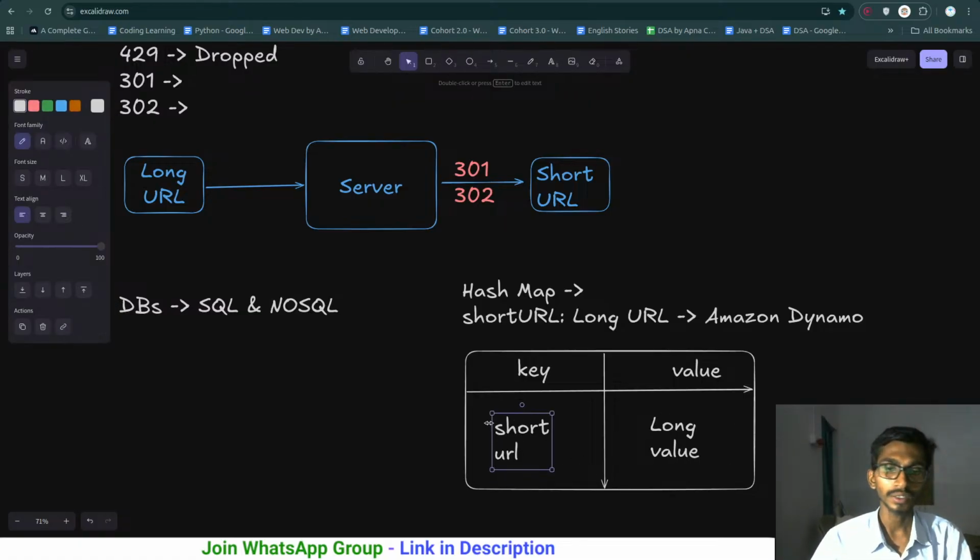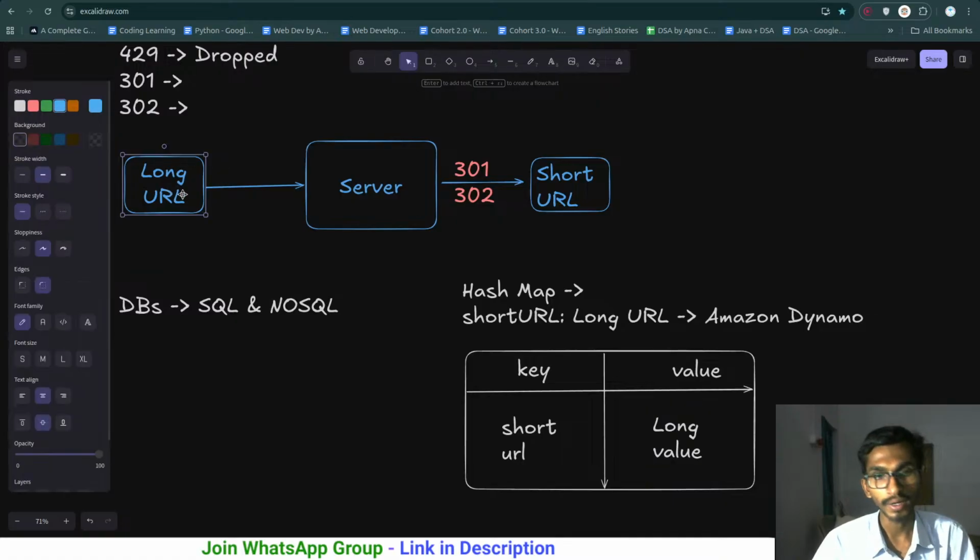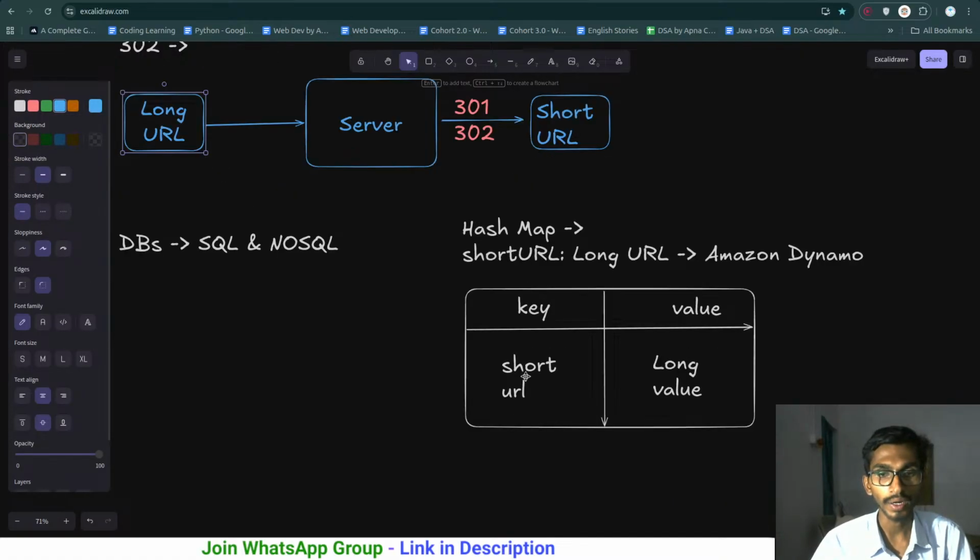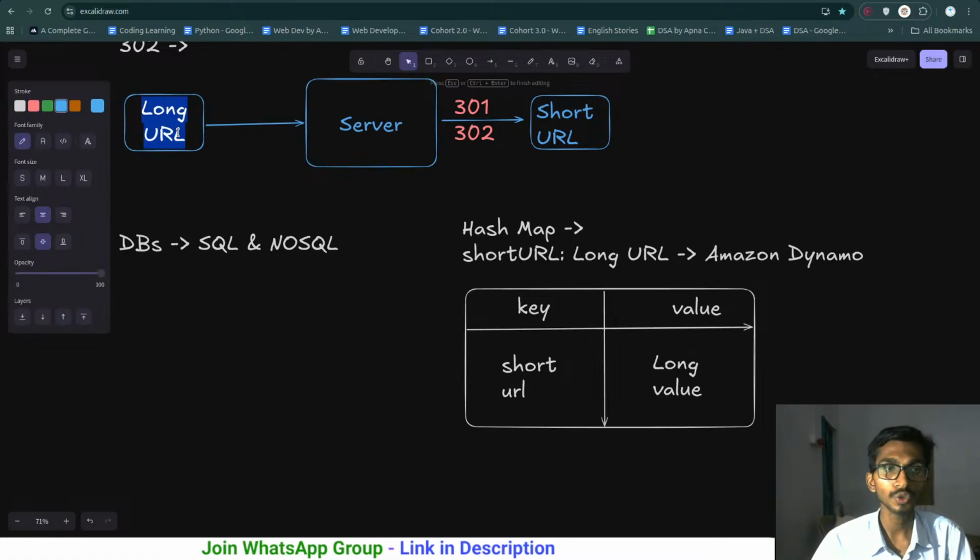The problem is that whenever you are sending your short URL, ultimately clicking on the short URL, the request will reach the server. Server will check using the short URL whether the long URL exists or not, and it will simply send you the response. But when you are actually creating the short URL, at that time you will send a long URL to the server.